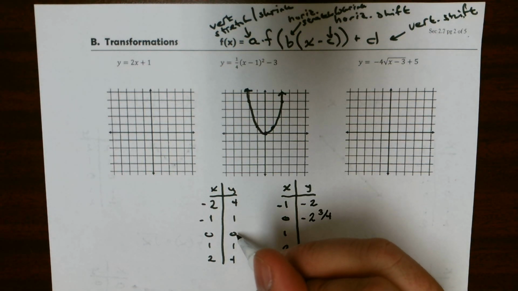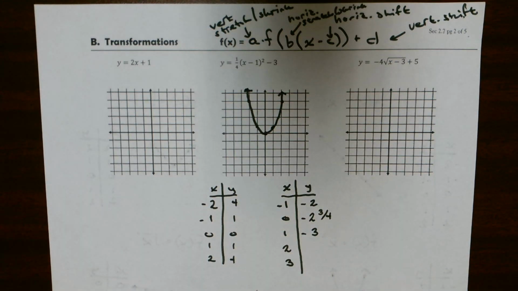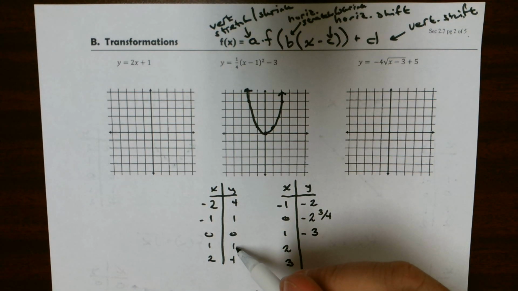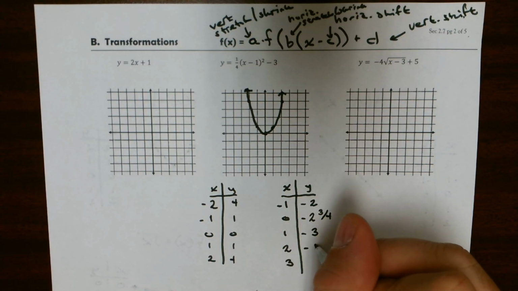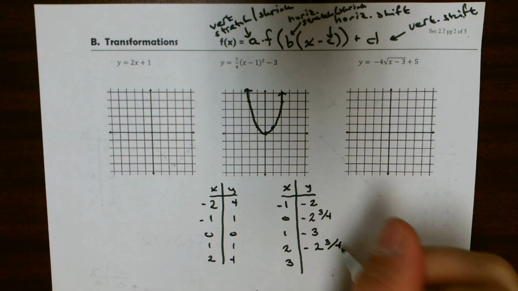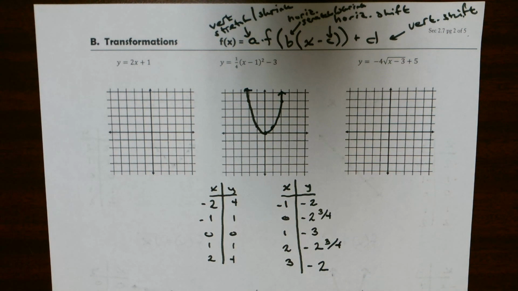0 times 1/4 is still 0. Down 3 is -3. Notice I already did 1. I know what happens when I multiply 1 by 1/4 and move it down 3. I'm going to get -2 3/4. And I've also already done 4. I know I'm going to get -2. So let's go ahead and grab a different color here. And I strongly encourage you guys to use different colors. And let's graph our final function.